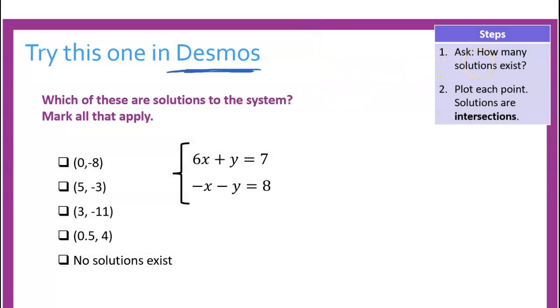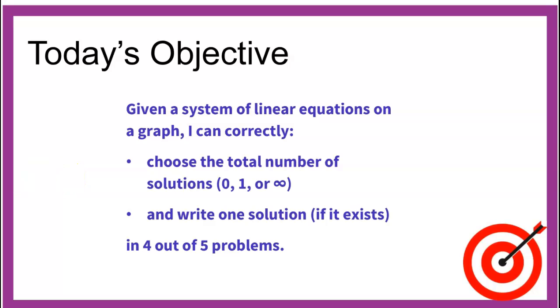So how many solutions exist? One in this case. And the only solution was 3, -11. So that covers today's objective. Given a system of linear equations on a graph, I can correctly choose the total number of solutions, 0, 1, or infinity, and write one solution if it exists in 4 out of 5 problems.